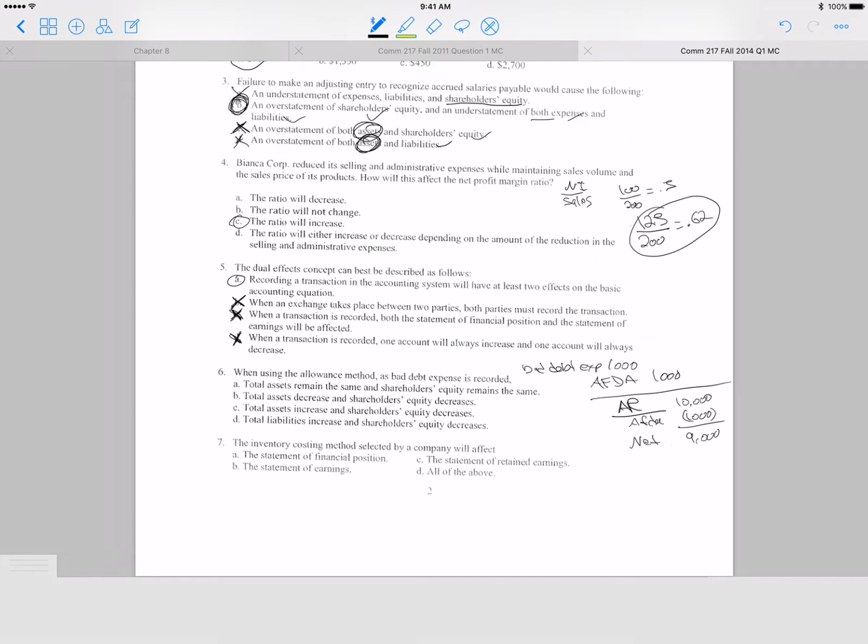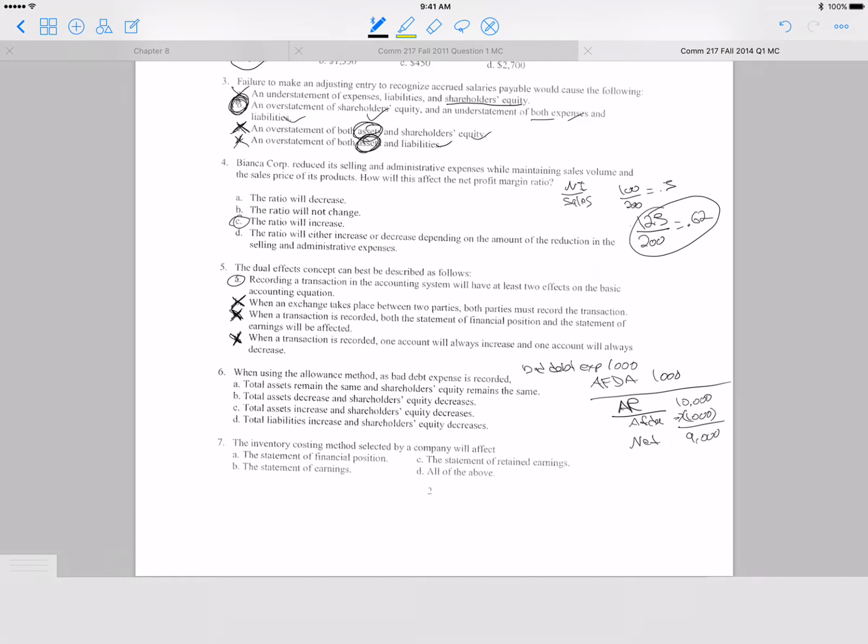So 6 says when using the allowance method, as bad debt expense is recorded. So let's say, for example, bad debt expense is 1,000. So you would debit your bad debt expense by 1,000 and credit your AFTA account by 1,000. And I'm just assuming, let's say your accounts receivable is 10,000. Then 1,000 AFTA would reduce your 10,000. That would leave a net accounts receivable of 9,000.